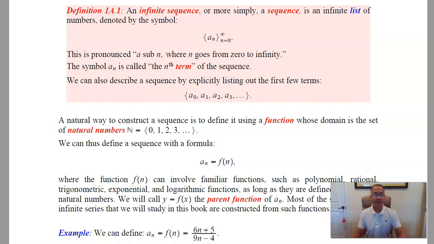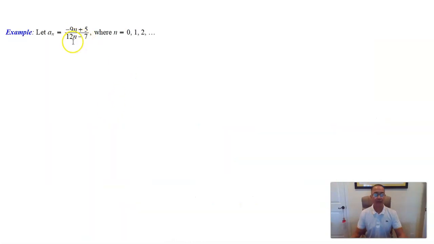I do encourage you to read the examples in our textbook. All right, so here's a brand new example for you. Let a sub n be (-9n + 5) over (12n - 7). And we'll start our sequence at 0. Does it have to be 0?